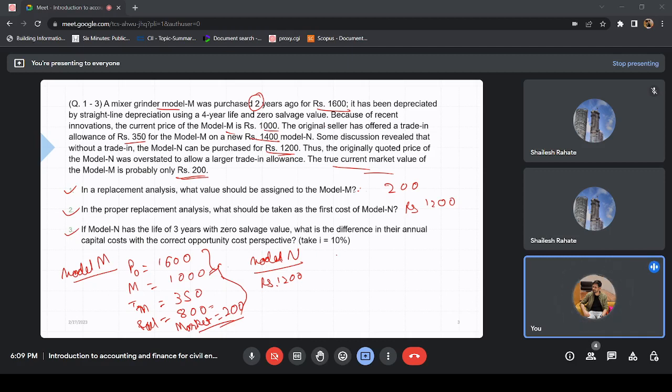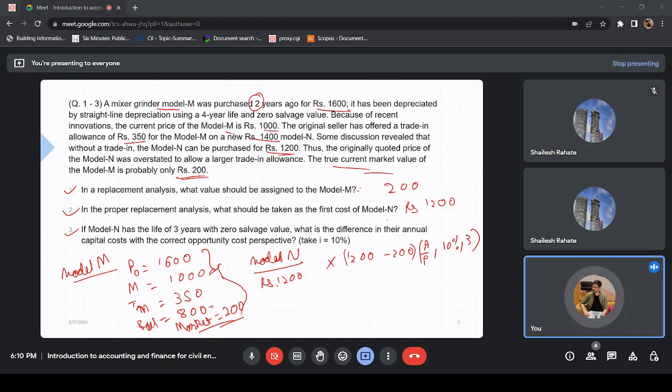So how to calculate this part? Now you would say that today model N is 1200 rupees, model M market price is 200. So one way could be 1200 minus 200, that's your present value. Then bringing it to annualized cost, it would be A given P, with i equal to 10% and N equal to 3. So is this the correct way? No, you shouldn't be going like that.